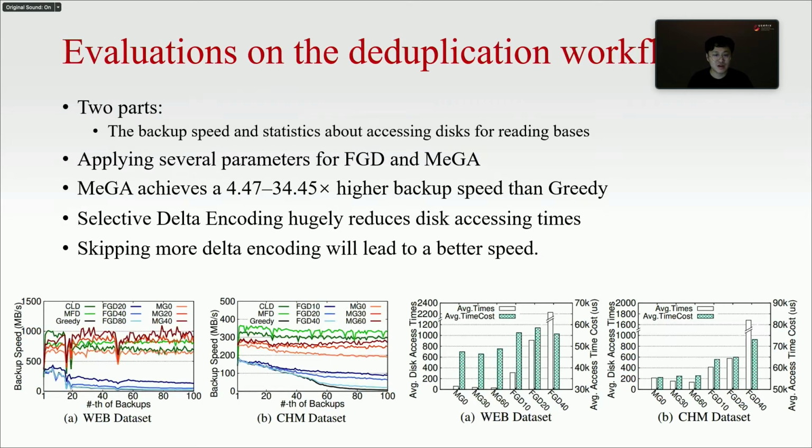The first is evaluations of the deduplication workflow, and there are 2 parts, including the backup speed and statistics about accessing disks for reading base chunks. Results suggest that Mega achieves a performance close to the chunk-level approach and up to 34 times higher than Greedy. For selective data encoding, a higher threshold leads to a higher speed. Besides, the statistics about accessing disks for reading base chunks suggest that selective data encoding hugely reduces disk accessing times and avoids reading inefficient base chunks. And this is why Mega's backup speed is improved.